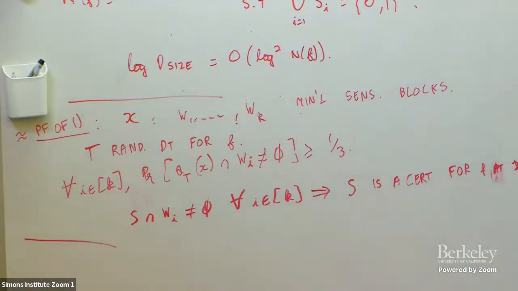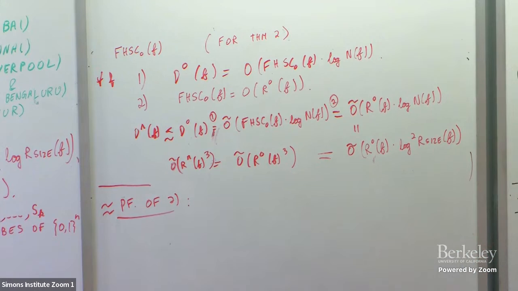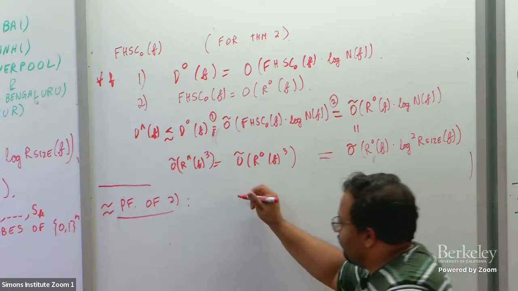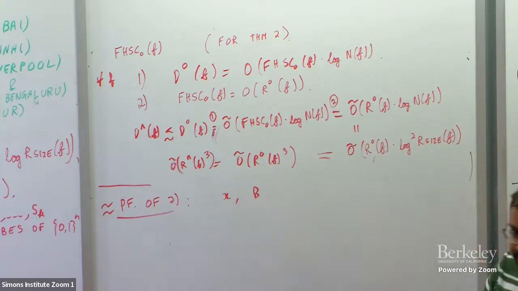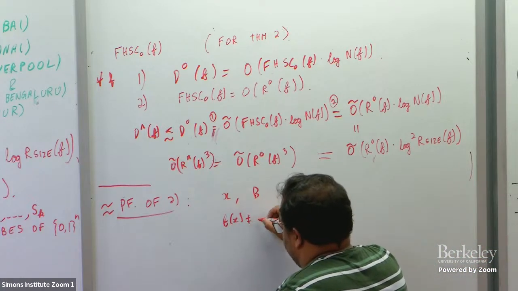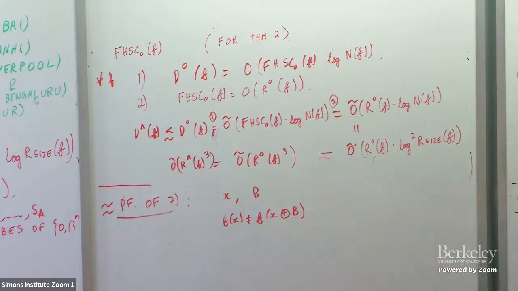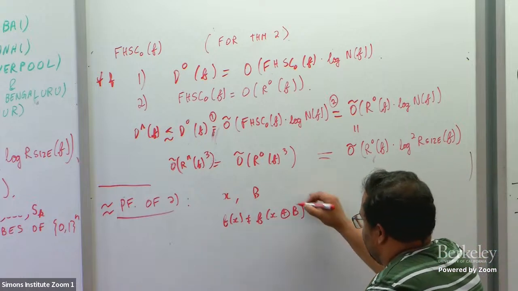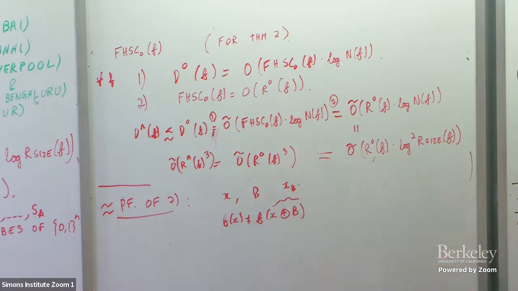And a very high level sketch of 2 as well. So let's fix again X, and let's fix B, which is a minimal sensitive block of it. So this means f of X is not equal to f of X plus B, where f of X plus B is just X with the values in B flipped. So I'm going to call this input X sub B for convenience.